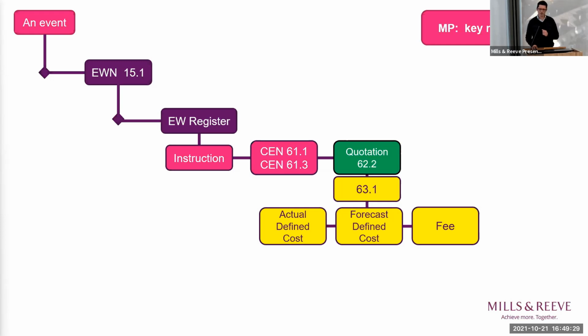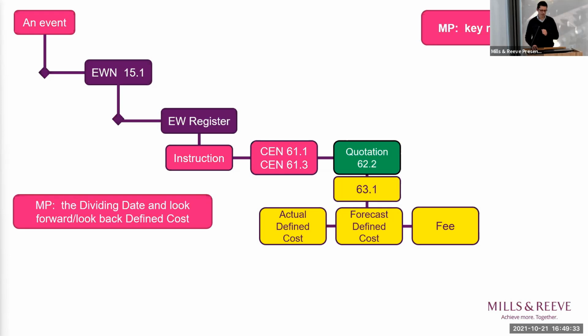And in order to put forward an accurate quotation for a compensation event, the contractor will need to understand the dividing date which determines whether its quotation is based upon actual defined cost, which has already been incurred, as opposed to forecast defined cost, which it has not yet incurred. And that, in our experience, can be very fiddly indeed.